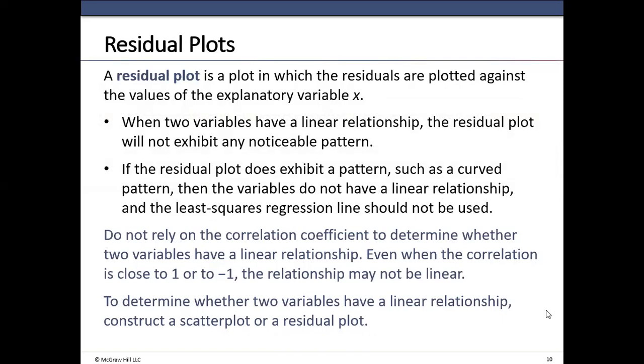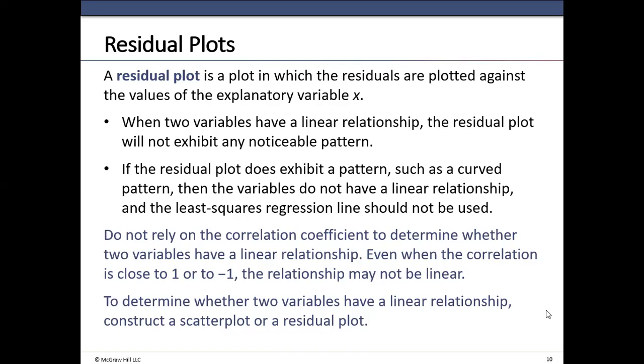Construct and interpret a residual plot. Remember, the residual is y actual minus y predicted. The actual or observed value of y minus the predicted value of y from the least square regression line. That is the definition of residual, the vertical distance of the point from the fitted line.